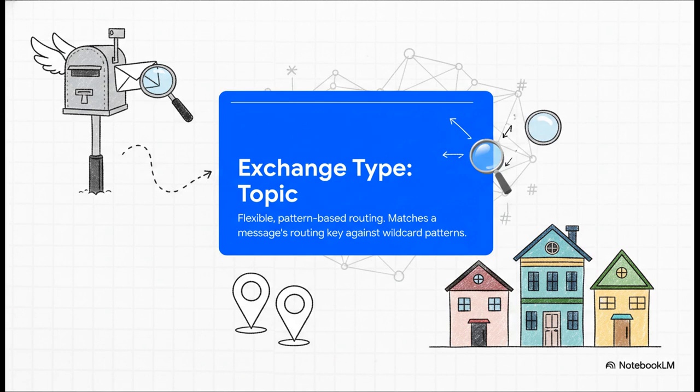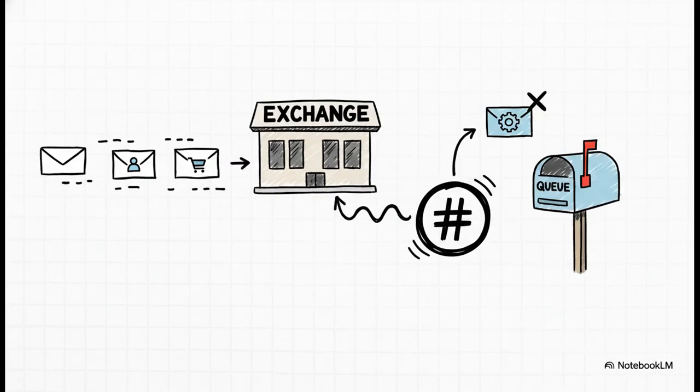And then we have the topic exchange. This is where the smart part of our postal service analogy really shines. This one allows for pattern-based routing using wildcards. It's like telling your mail carrier, hey, just deliver this to all houses on Maple Street, or anything going to this specific zip code. Let's make that totally concrete.